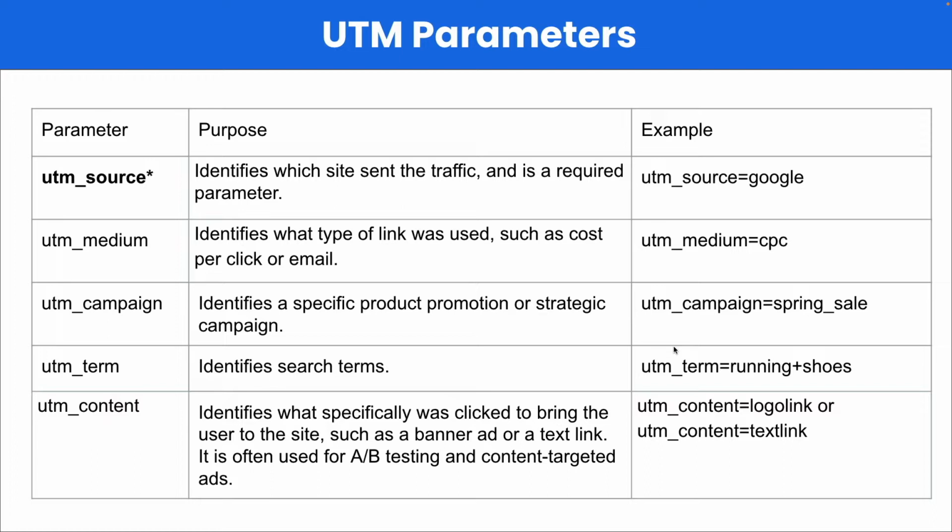UTM term is used when you're running search ads. We quite often use the UTM term parameter to understand a particular keyword. And UTM content is about our content type. It can be our banner promotion, post, or video. Quite often we use this as an additional parameter.